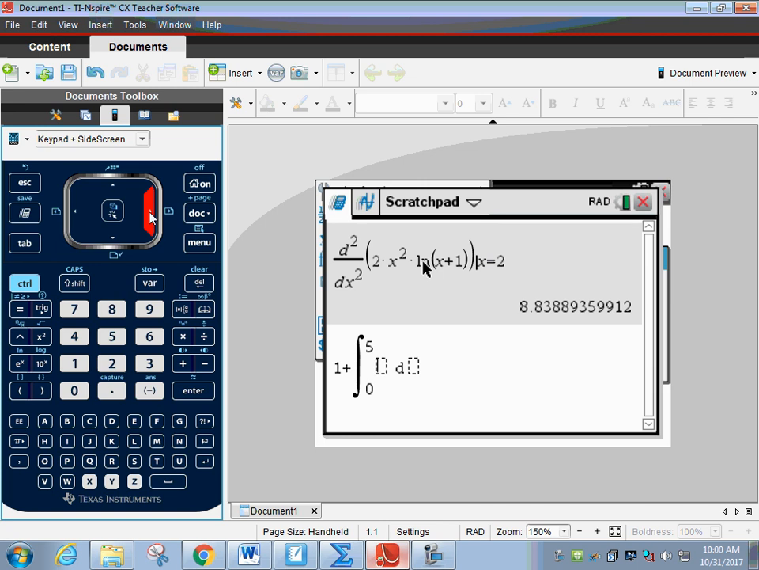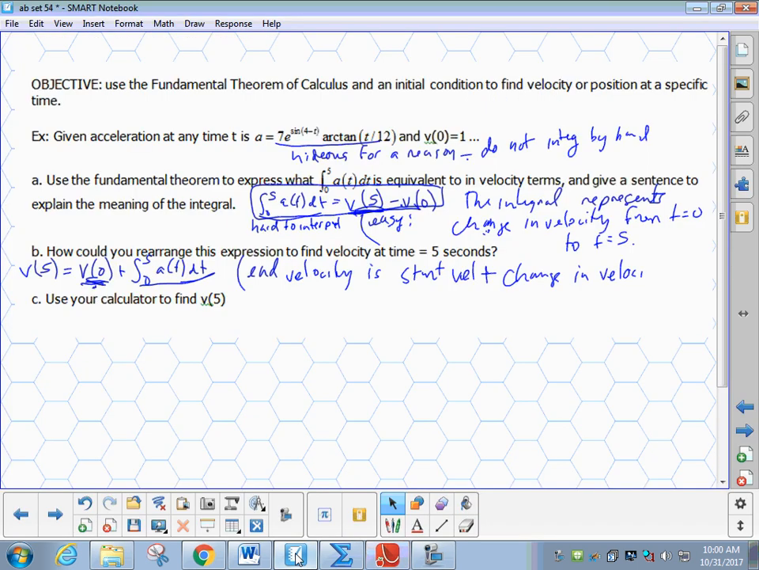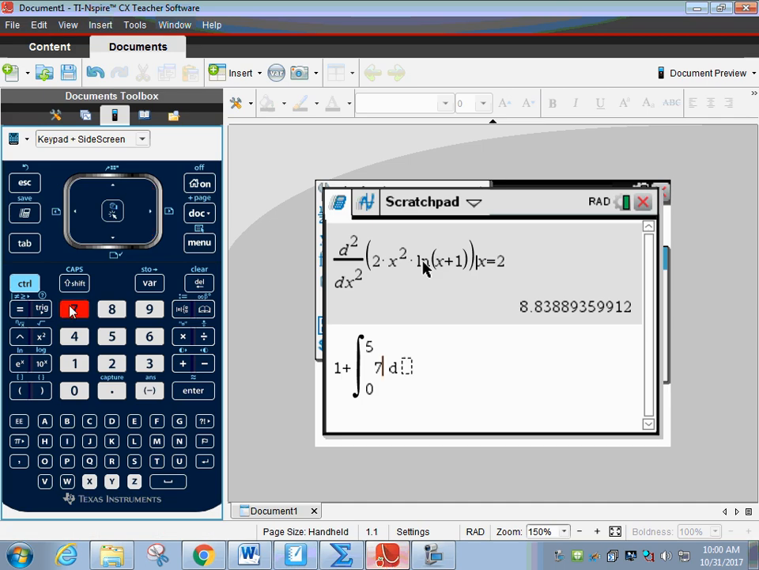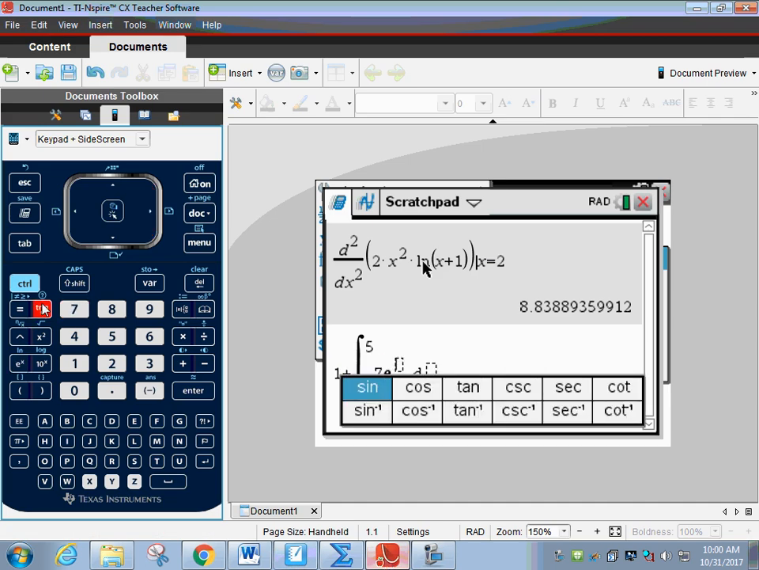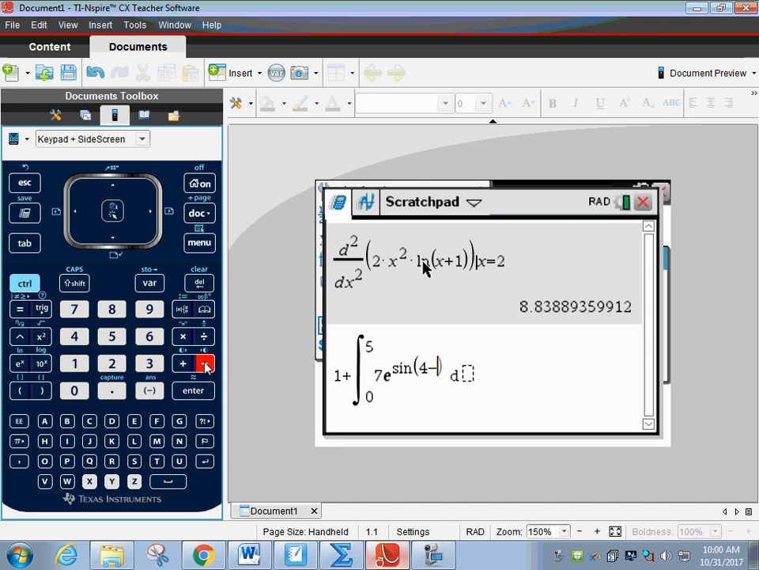Now if this had been a multiple part problem, then I would probably put the function in the graphing menu so I could just call up F1. This is the only part, so I just type in the function, and the function is pretty hideous. 7e to the sine of 4 minus t. I'm just going to use x because in the 84, which is what I learned on, that's what you had to do.